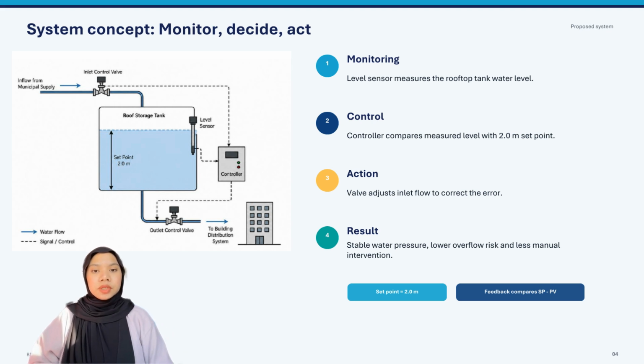The system works in three simple steps: monitor, decide, and act. First, the level sensor measures the water level. Next, the controller compares it with the 2.0 meter set point. Finally, the control valve adjusts the water inflow to maintain the correct level. This ensures stable water pressure, reduces overflow risk, and minimizes manual work.